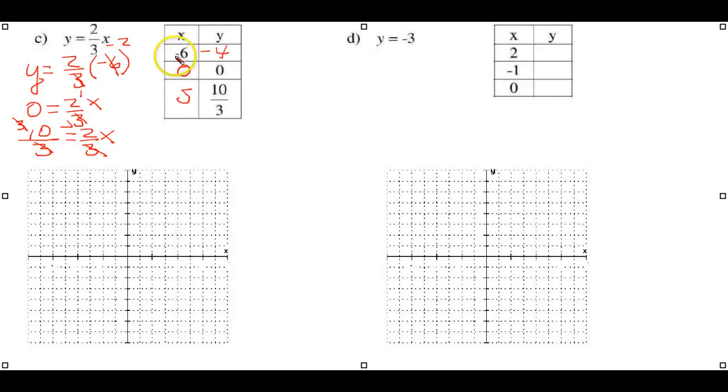So graphing these, -6, -4. 1, 2, 3, 4, 5, 6. 1, 2, 3, 4. 0, 0. And then 5. 1, 2, 3, 4, 5. Now 10/3 is like 1, 2, 3 and a third. Right there. And we get our line tool. And there's this graph. Now this one's a little tricky.